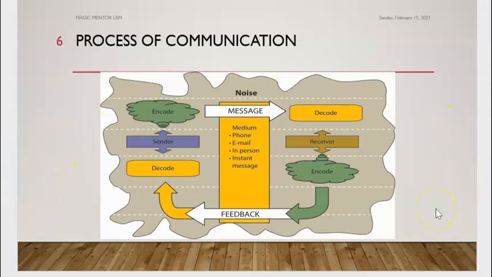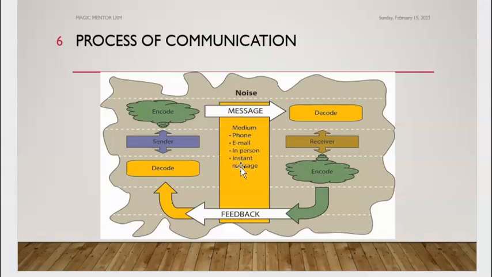Now, basically, the communication process starts with a sender. Here is the sender. So the communication process starts with a sender who has an idea or a thought that he would like to share. What he does is he encodes the thought in a manner so that it can be understood by the receiver. Now, after encoding the thought into a meaningful message, the message is transmitted to the receiver through a channel. Now, there are varieties of channels available to transmit the message, but the most effective one has to be chosen.